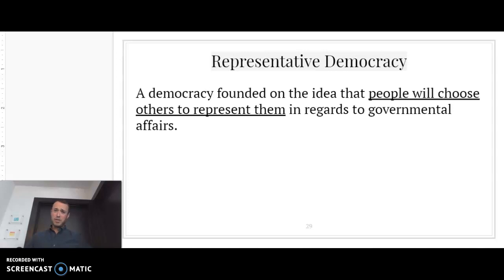So first thing we need to understand is that what we are talking about today is representative democracies, like democracies in which people choose others to represent them. So that is what we need to make sure we're starting at. These are all types of representative democracy.